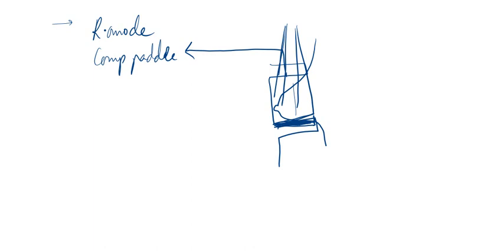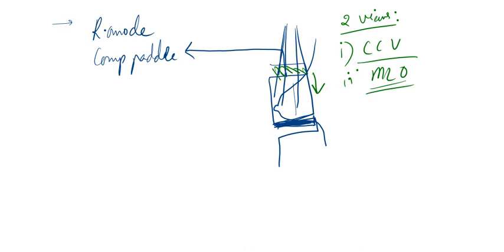The compression paddle, what it does is, see, this is the compression paddle. It will compress the breast like this towards downwards, right? So there are actually 2 views in mammography. First one is craniocaudal view, and second one is mediolateral oblique. Craniocaudal view and mediolateral oblique.